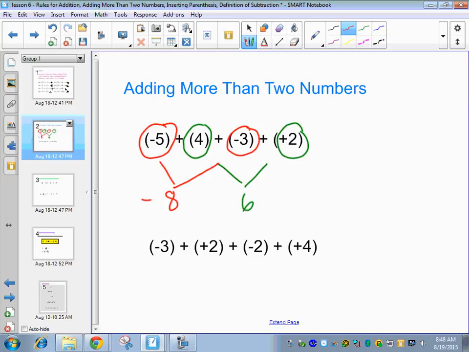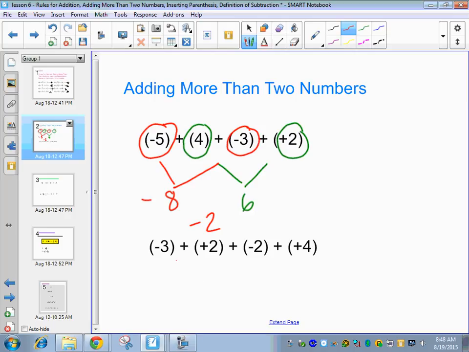So now which team is bigger? The negatives, right? Because the negatives have a higher value. So when we do this addition, our final answer is going to be negative because the negative team is bigger. So what's negative 8 plus 6? Negative 2. Yep. So we know the difference between these two numbers is 2. And since our negative team is bigger, our final answer is going to be negative 2.